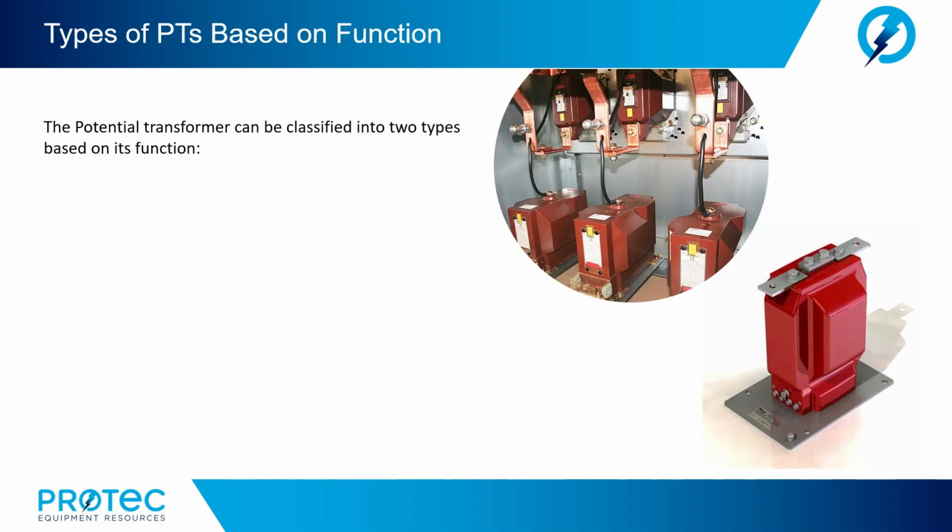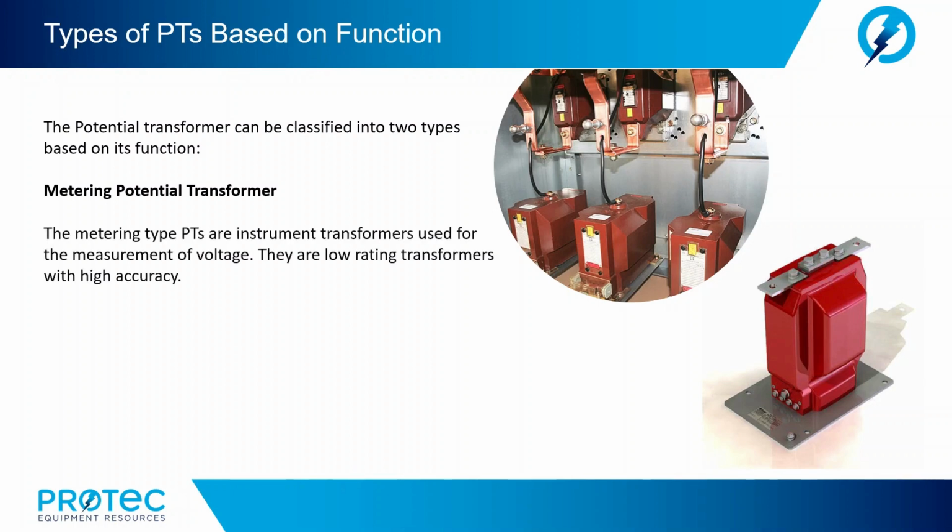The potential transformer, or PT, can be classified into two types based on its function. Let's look at metering potential transformers. The metering type PTs are instrument transformers used for the measurement of voltage. They are low rating transformers with high accuracy.